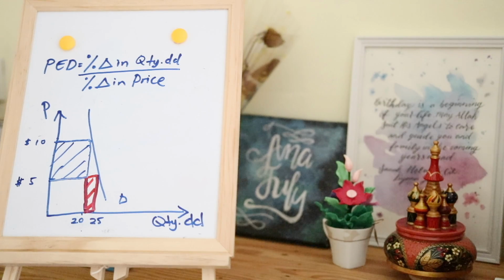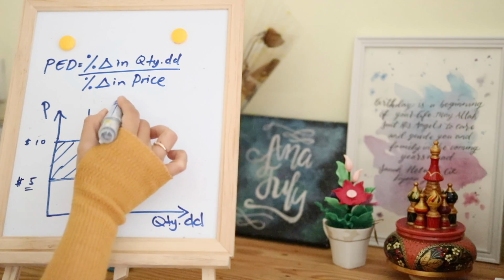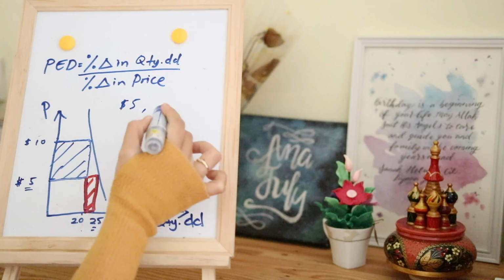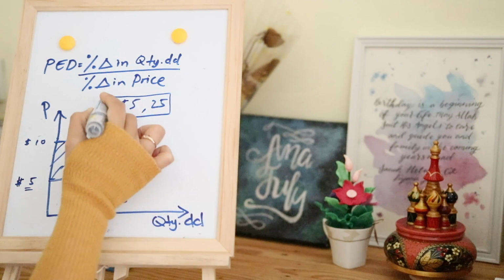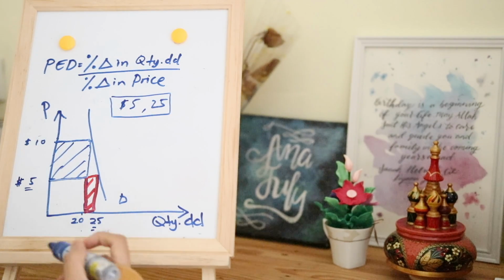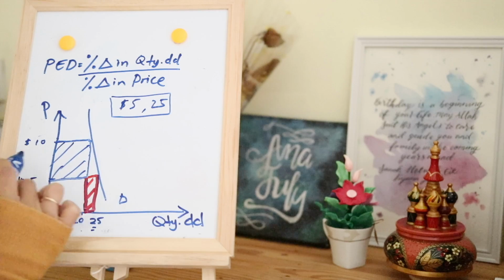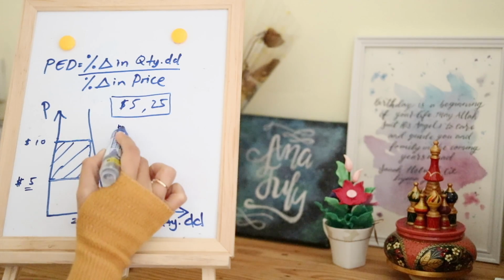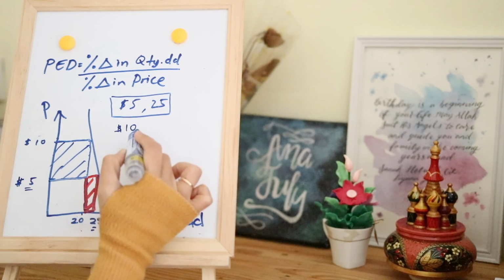To find PED, we can also use numerical measure. For example here, initially the price is $5 at this quantity, right? Original price is at $5 with a quantity of 25. This is the original price and quantity. And when there's an increase in price, now we have increase in price up to $10. And the quantity falls to 20 units.